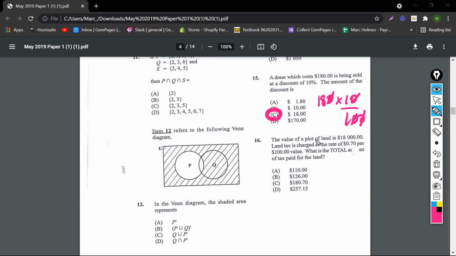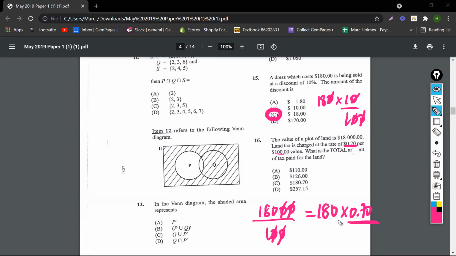And the next one here says the value of a plot of land is $18,000 and land tax is charged at the rate of 70 cents per $100. So guys, we definitely need to find how many $100 can go into 18,000. It says per $100, they charge you 70 cents. So I need to divide this by $100, and I'm going to end up with $180 from the land price. And then I need to multiply that 180 by 70 cents, because for each $100 they charge 70 cents. So 180 times the 70 cents is definitely going to be the answer.